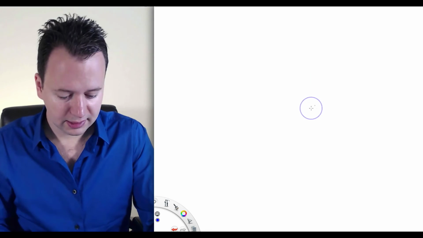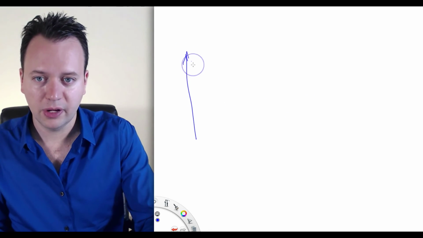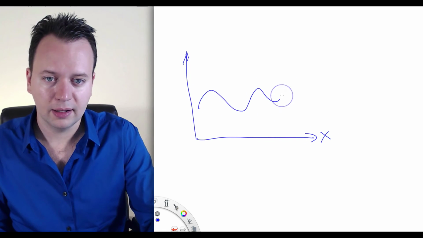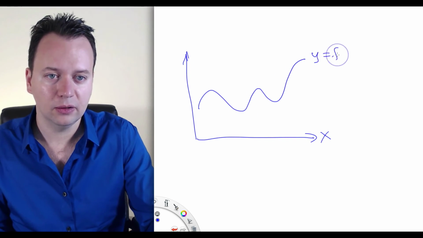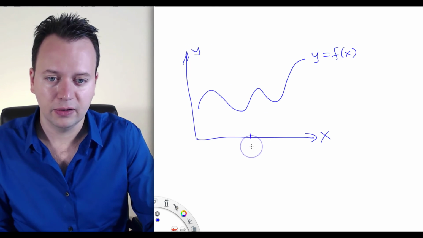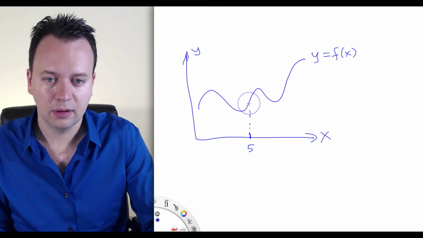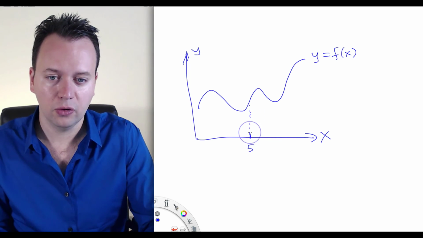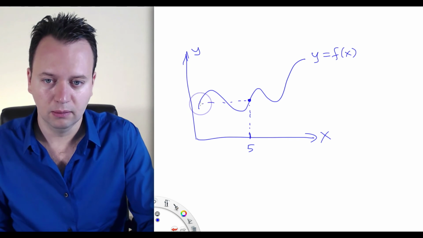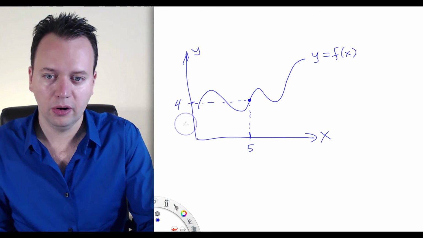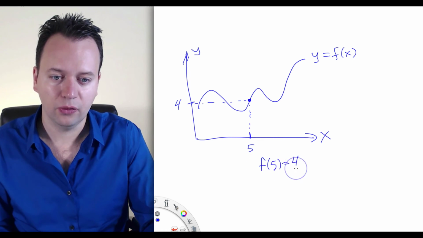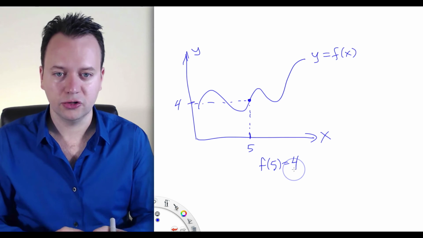So let's consider another function. Let's just not worry about its formula, but let's just draw a nice graph, and let's say y is equal to f of x. So this basically means that for any x value, like say this is x is equal to 5, you draw a vertical line and say, okay, we have x is equal to 5. What is the y value? The y value here might be 4. This means that f of 5 is equal to 4. So that's how graphs of functions work.